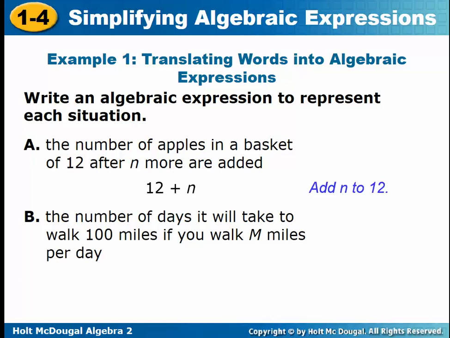How about the number of days it'll take to walk 100 miles if you walk m miles every day? Well, let's break that down. What if we walked 100 miles in 2 days? Well, that's 50 miles a day. So we could get that by taking 100 divided by 2 would equal 50. So try a simpler problem if you're not sure how to write it. So 100 over m. We do not use the division symbol like this in high school, in Algebra 2 at all. We'll use the fraction bar or this on the keyboard.